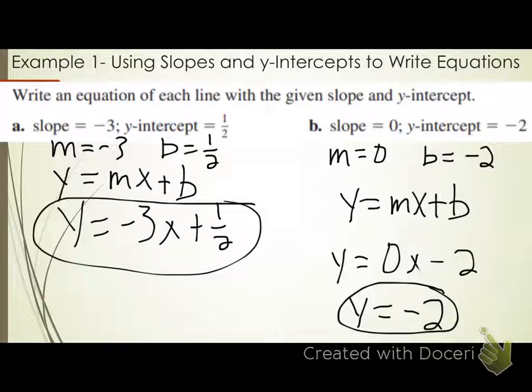Very good. Y equals -2. I put it in slope-intercept form, but we don't really need the 0x here. So I just kind of simplified it. So my equation is y equals -2. Would it be wrong if you didn't simplify it? I'd probably count it right if you left it like this. Questions on A or B?